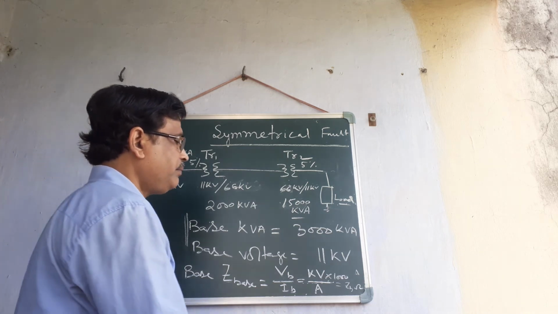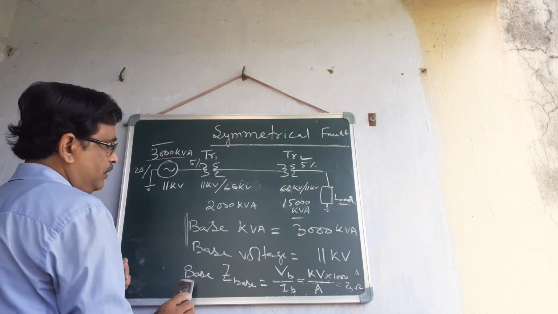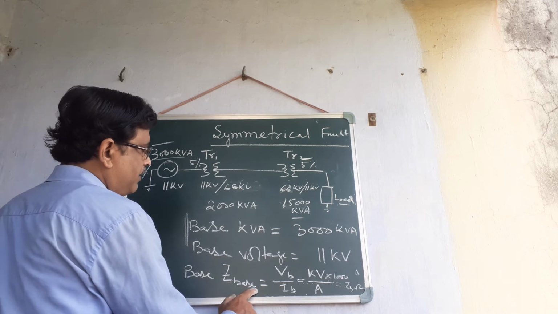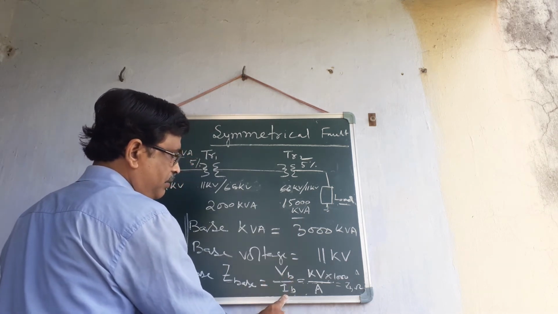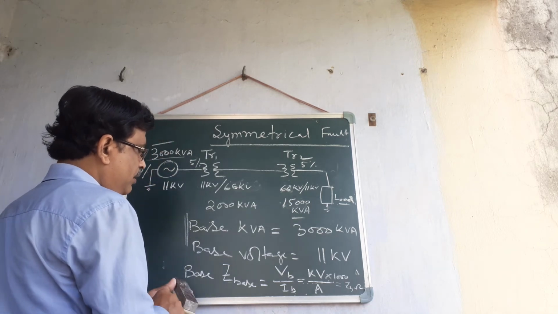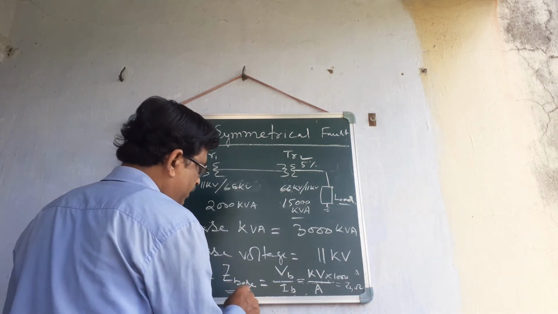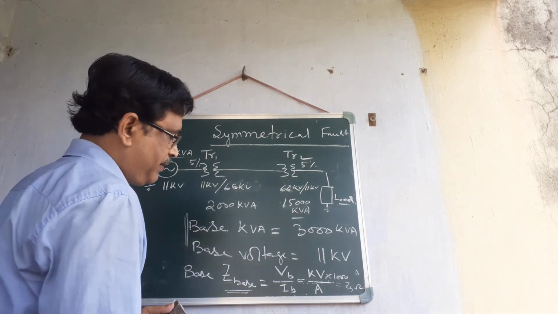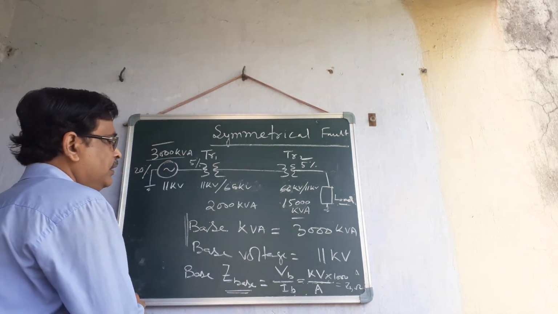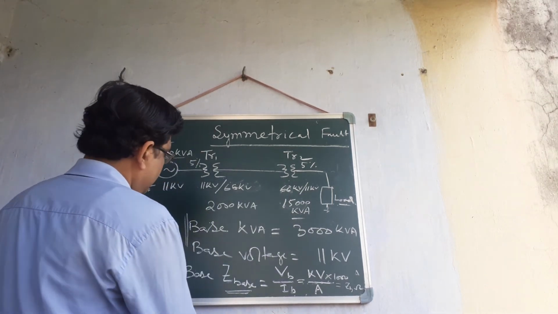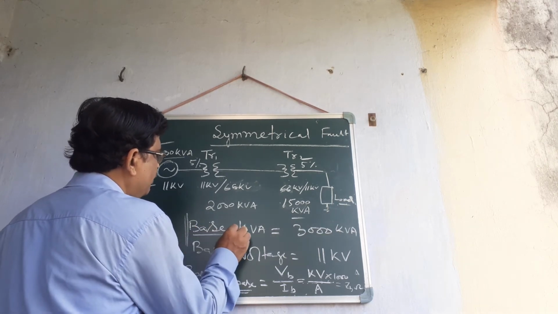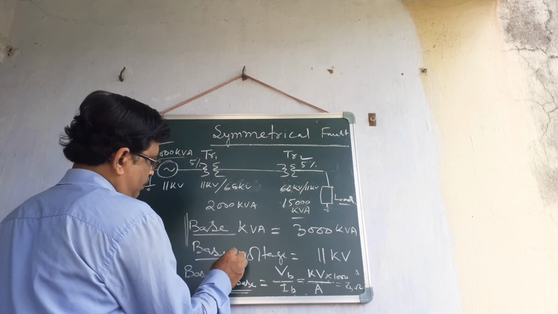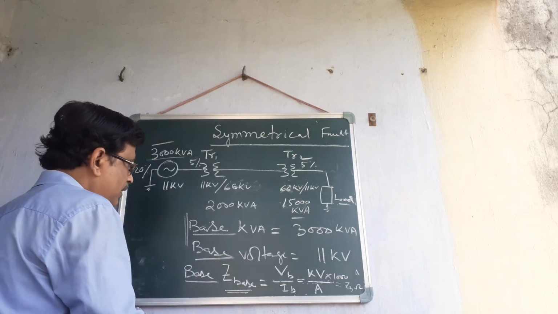Is it clear? Z base is equal to V base by I base. We will see later on what are the other ways to find out the Z base. So the base quantities, base kVA, base voltage and the others, are known. Now let's see.